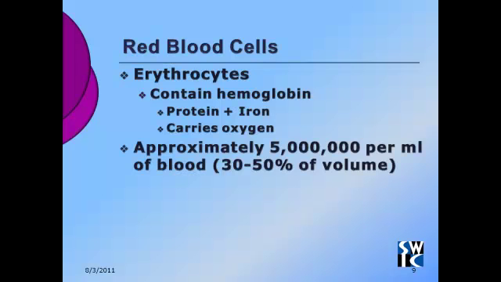There are approximately 5 million red blood cells per milliliter of blood, and a milliliter of blood is a little under a quarter teaspoon. Red blood cells occupy 30 to 50% of the volume of blood. After they are released from the bone marrow, they live approximately 120 days.